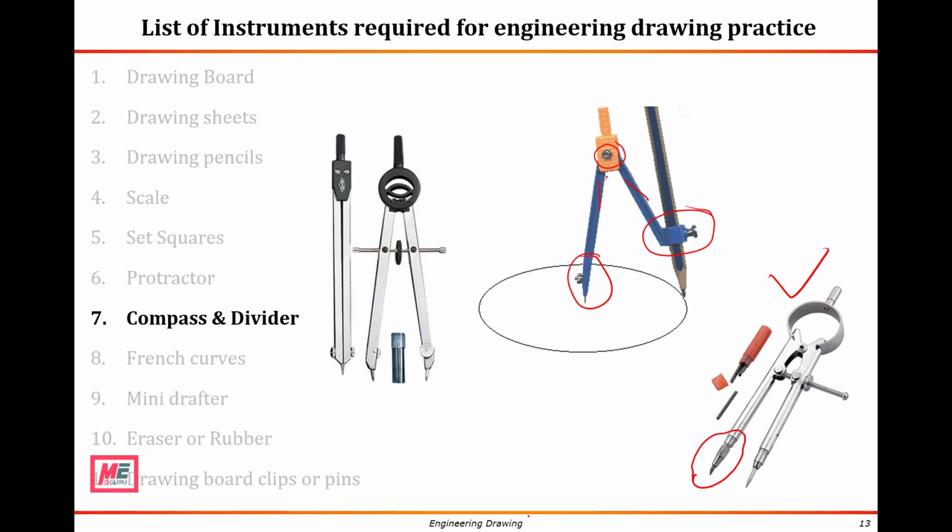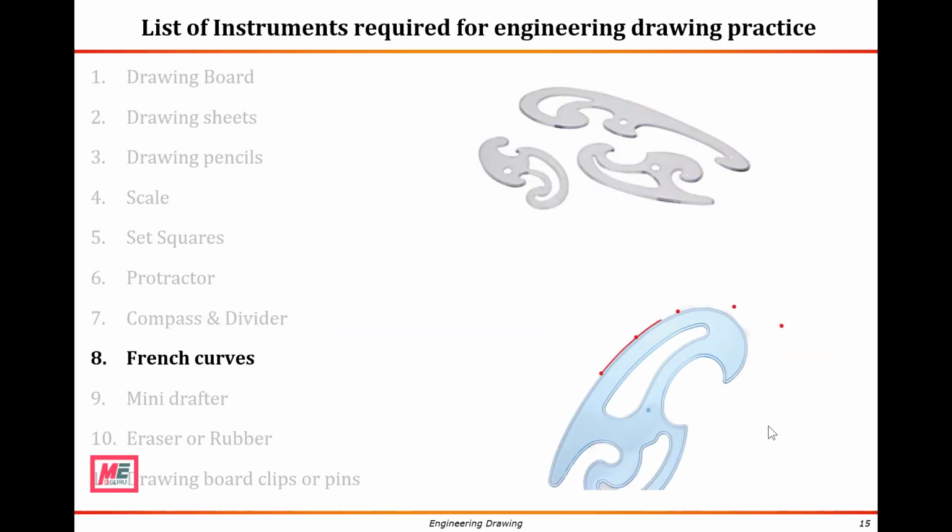Circles up to about 120 mm diameter can be drawn with the legs of the compass. Nowadays, compass and divider are integrated one into the other. If we remove one leg carrying the pencil, reverse it and insert it back in the same slot, it will act as a divider. Number 8. French curves.